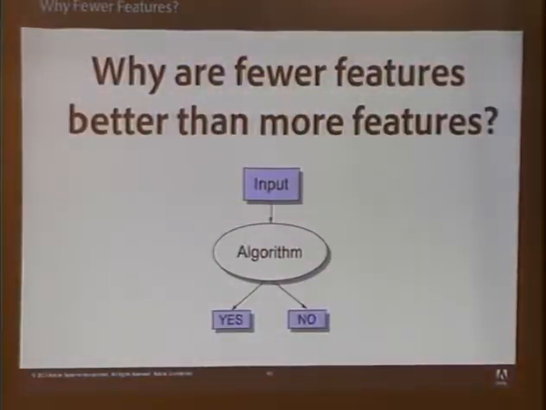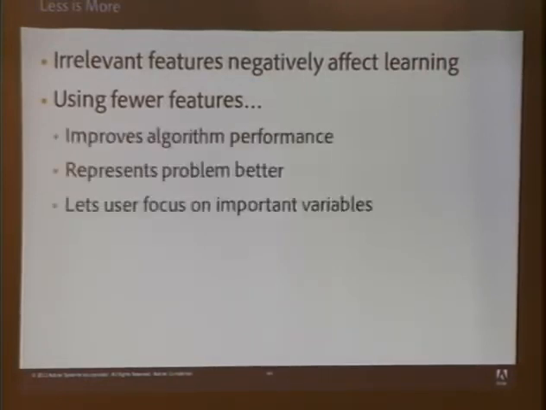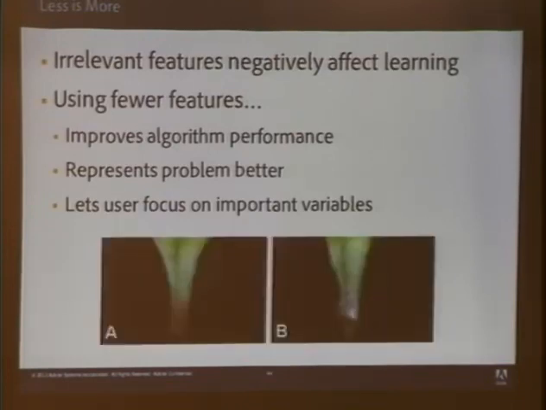So another nuance that I had to explore in this research is why might fewer features be better than more features to feed to machine learning algorithms? And at first, it's counterintuitive. You'd think that the more data you supply to your problem, the better results you'd get. Actually, that's not true. The textbooks on machine learning tell you that irrelevant features actually distract the machine learning algorithms. And by using the appropriate features, you can improve the performance, you can represent the problem better, and it also helps the user because they aren't distracted by the irrelevant features.